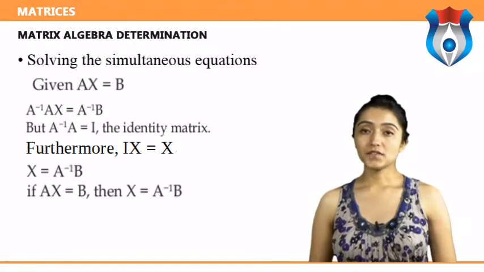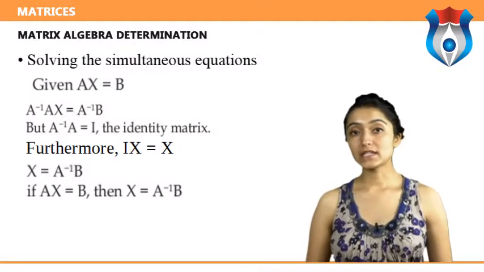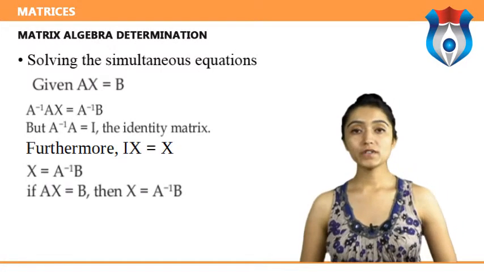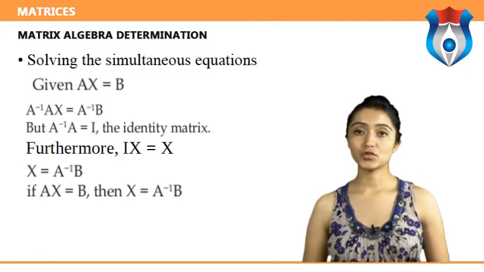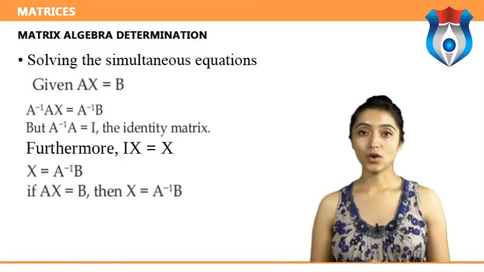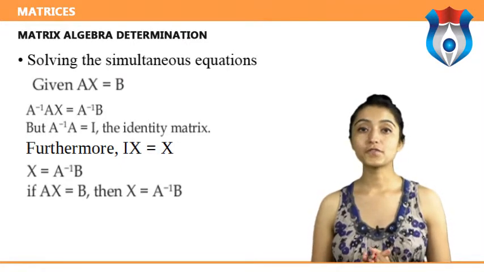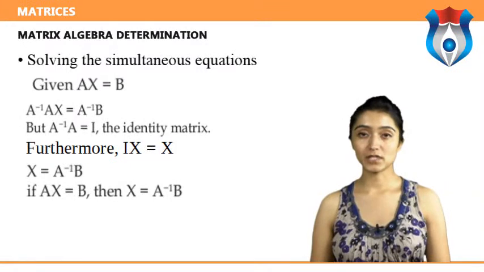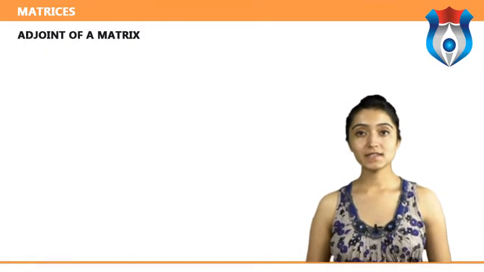This result gives us a method for solving simultaneous equations. All we need to do is write them in matrix form, calculate the inverse of the matrix of coefficients, and finally perform a matrix multiplication. Let's now talk about adjoint of matrix.